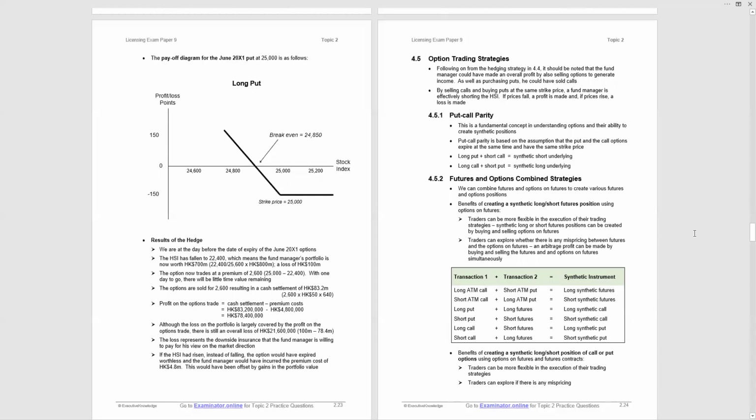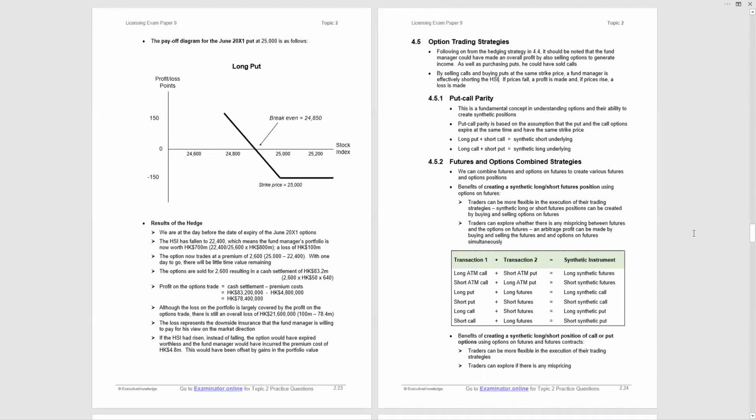So if we're looking at the payoff diagram, we are going long put, we're buying puts, so you expect to see a horizontal line below the x-axis. The strike price is 25,000. We are protecting ourselves from a fall, so the break even is at 24,850. That is where we make a profit of 150 by selling at 25,000 with the price at 24,850, and that would cover the premium we've paid. So break even of 24,850.